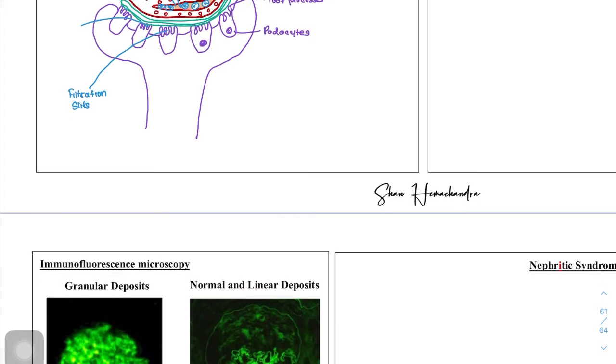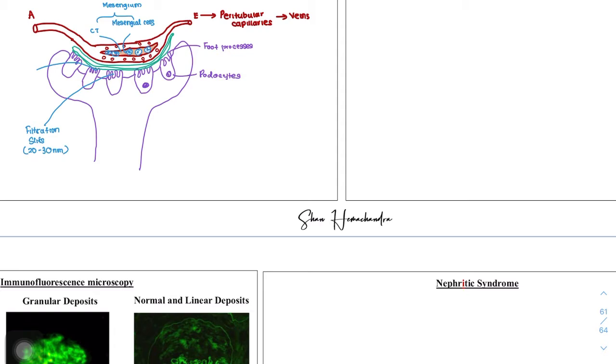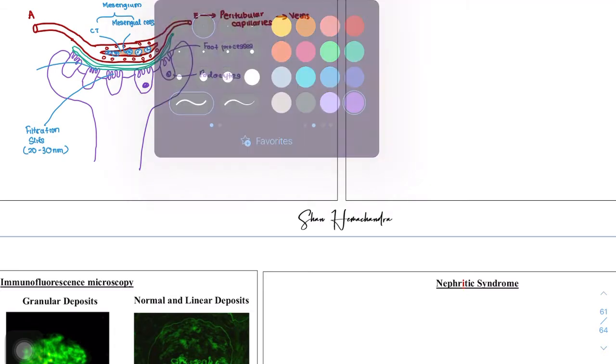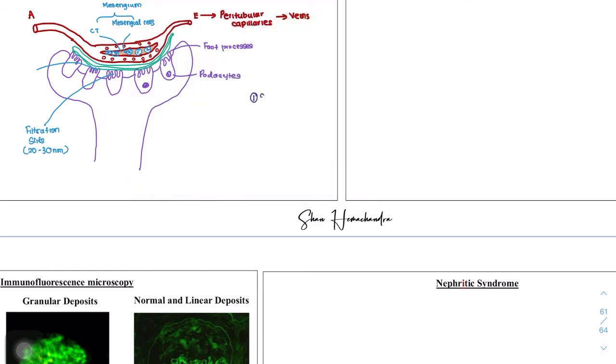It has a slit diameter of around 20 to 30 nanometers. And what I need you to know about the process in which substances filter is that there are two barriers. The first barrier is called the size barrier. This prevents large molecules such as red blood cells and platelets from entering the Bowman's capsule. Next, we have the charge barrier.